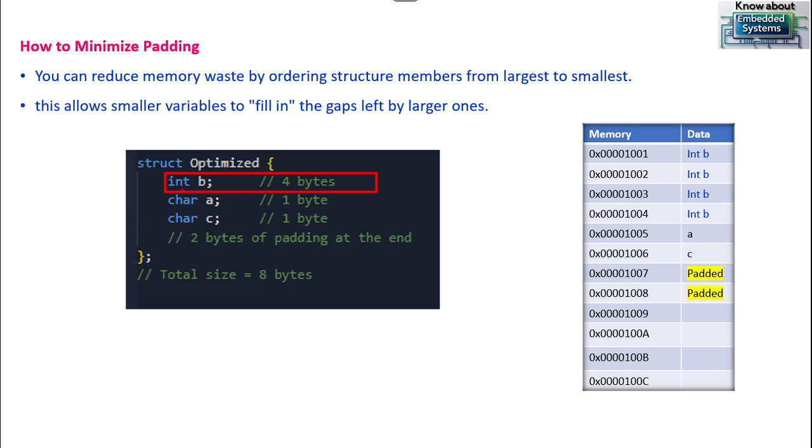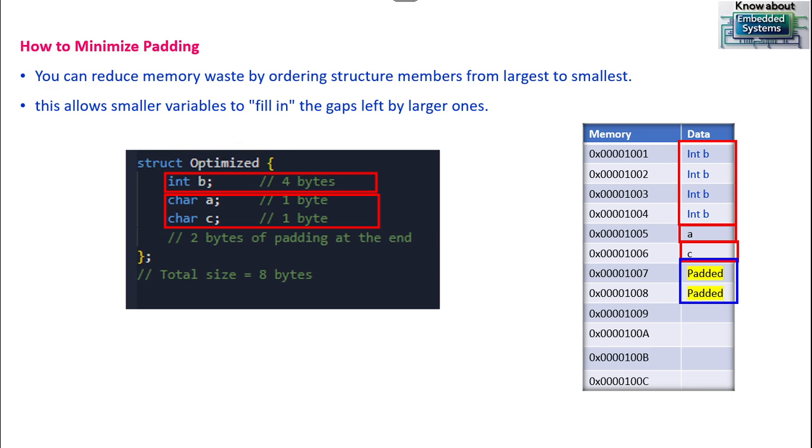this. In this example, you can see I'm assigning the integer b first, which will take 4 bytes as usual. In the second step, I'm going to declare 2 character variables. So character A will take 1 byte and character C also will take 1 byte. After that, the compiler will add 2 more bytes. So in this scenario, the size of the structure will now be 8 bytes: 4 bytes for the integer, 2 bytes allocated for character A and character C, and 2 additional bytes which are added as structure padding.